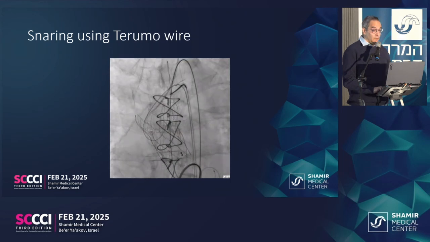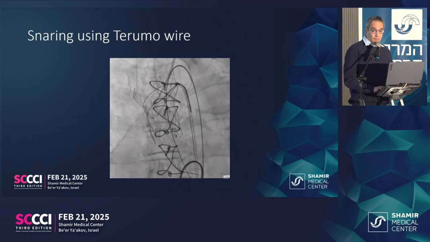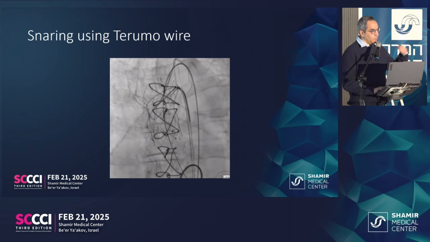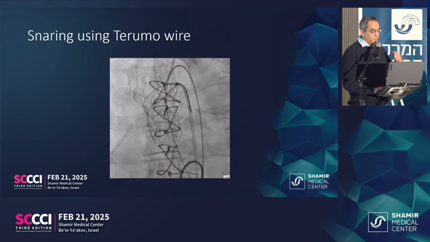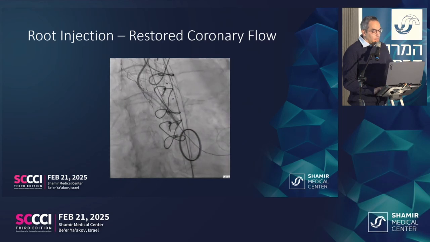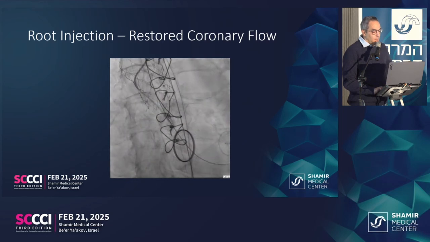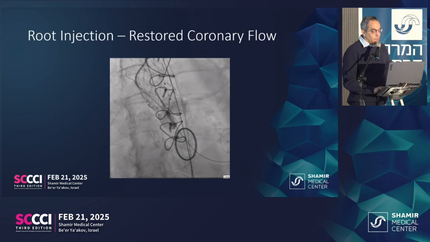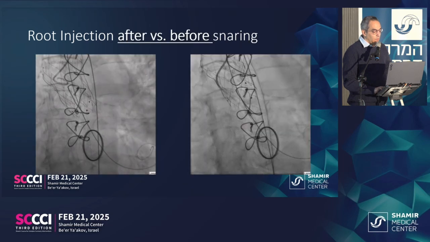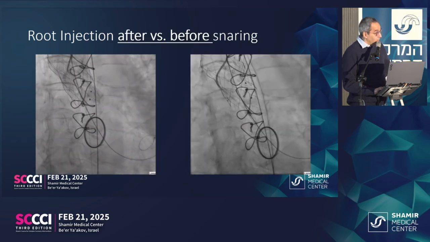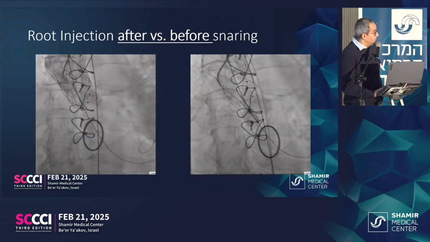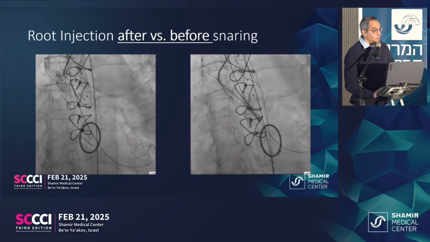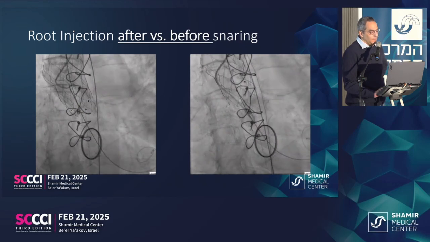So during CPR, while the patient is in full CPR, we used a Terumo wire and snared the valve upward. And then we got the coronary blood flow. So I want to show you root injection before and after the snare. Okay, this is before the snare and after the snare. You see? Everybody can appreciate the coronary.